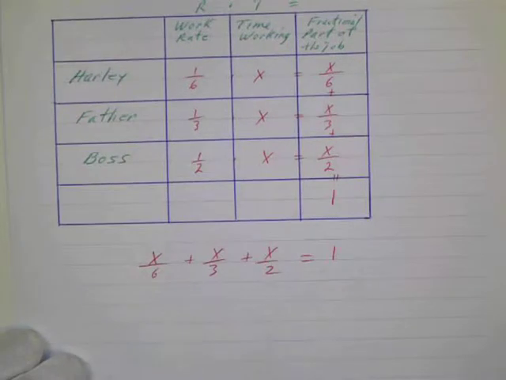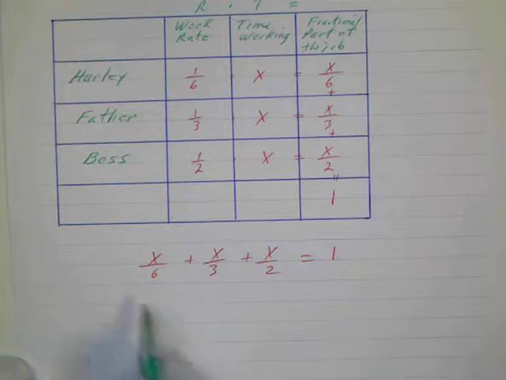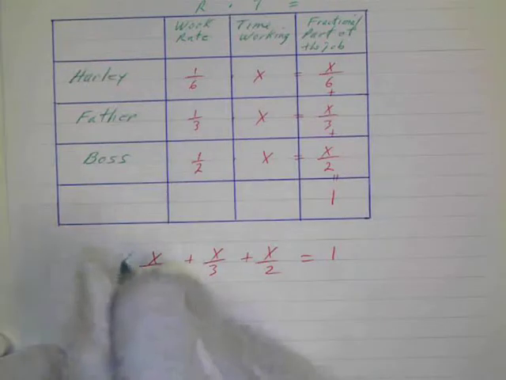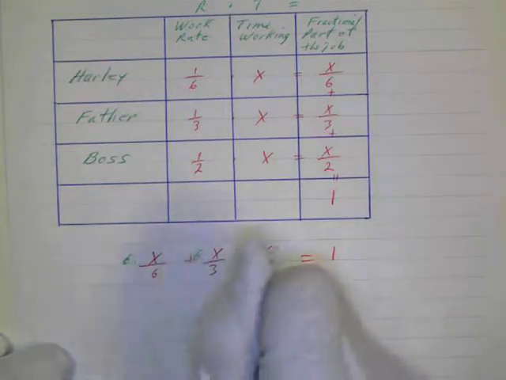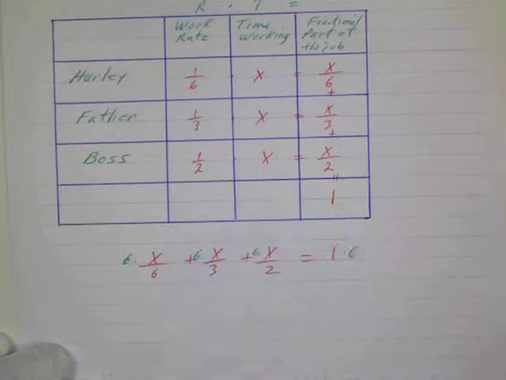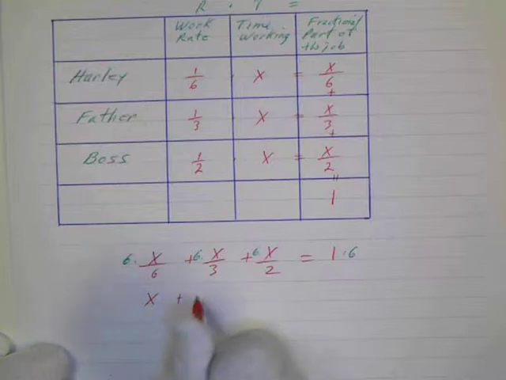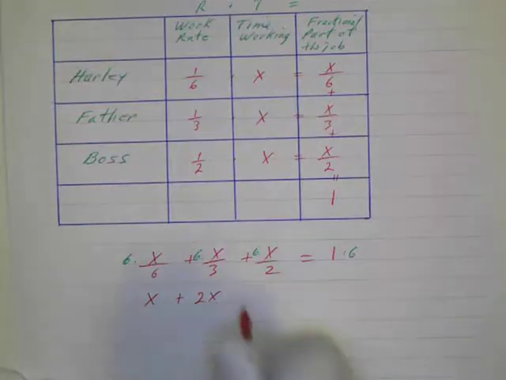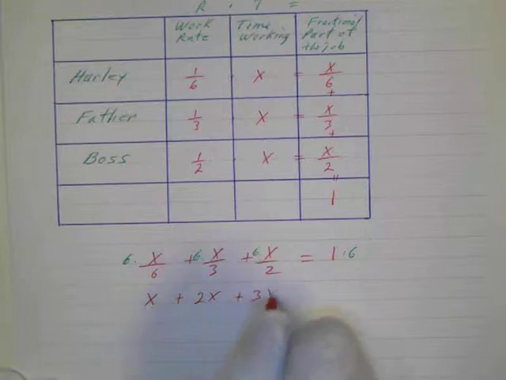So we want to get rid of these fractions, so we multiply every term by the LCD, and the LCD looks like it's going to be 6. Six over 6 is 1, so we just have X here. 3 goes into 6 twice, so we've got 2X. 2 goes into 6 3 times, so we've got 3X. And that adds up to be 6.